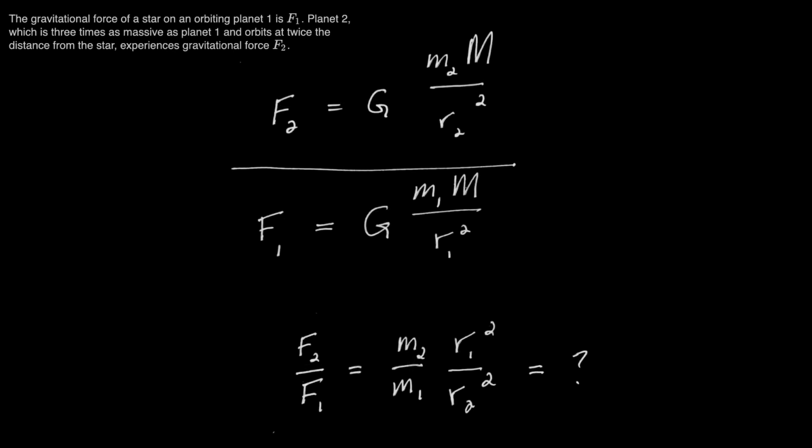This problem is a fairly tricky one because of how it deals with the ratios of masses and radii when it comes to gravitational force. You're told the gravitational force of a star on an orbiting planet 1 is F1. Planet 2, 3 times as massive as planet 1 and orbits twice the distance from the star, experiences a gravitational force F2. You want to know the ratio of the forces F2 to F1.